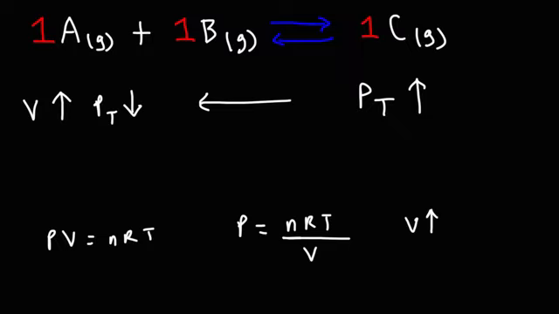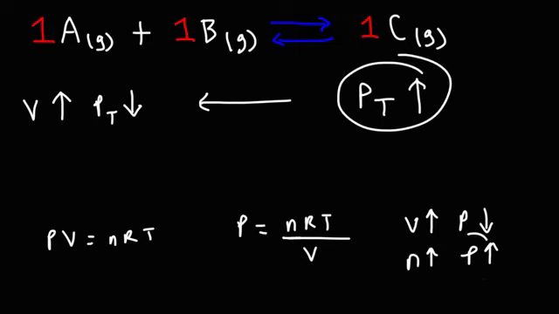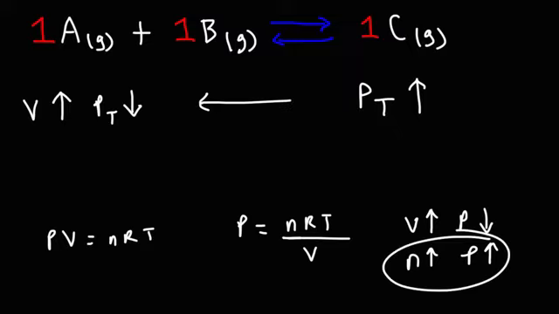Earlier we said that as we increase V, the pressure decreases, since V is on the bottom. But n is in the numerator of that fraction. As we increase n, the pressure increases. So in order to increase the total pressure, we need to increase the total moles. So when the system tries to increase the total pressure, it's going to go to the side with more moles of gas. There's a direct relationship between n and P.